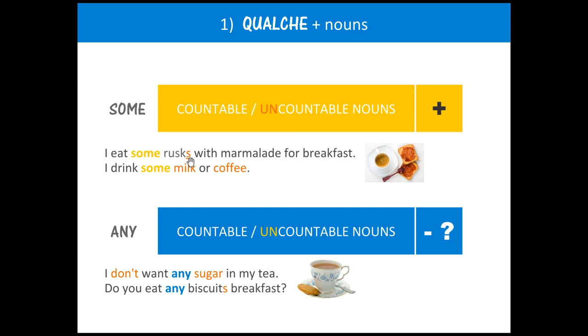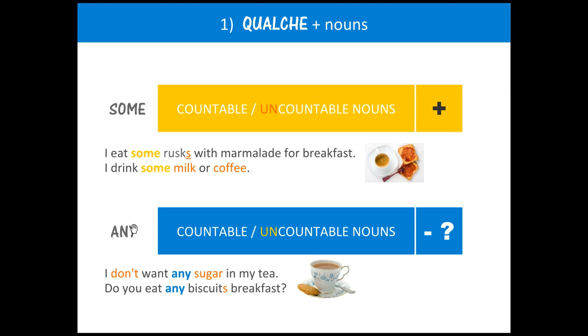I eat some rusks with marmalade for breakfast. Mangio delle fette biscottate con la marmellata per colazione. I drink some milk or coffee. Bevo del caffè o del latte. So rusks is countable and it's plural. Milk and coffee are uncountable and they're singular. As you can see, you can use some with both of them. It's perfectly okay.